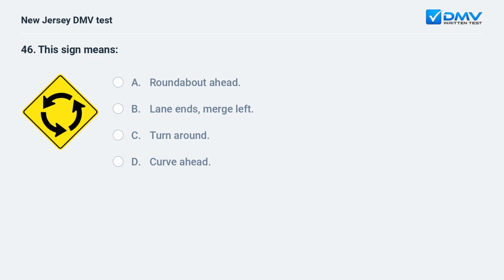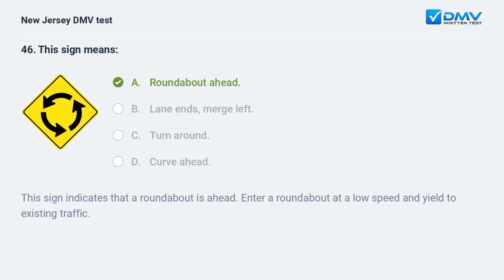This sign means A. Roundabout ahead. B. Lane ends, merge left. C. Turn around. D. Curve ahead. The answer is A. Roundabout ahead. This sign indicates that a roundabout is ahead. Enter a roundabout at a low speed and yield to existing traffic.